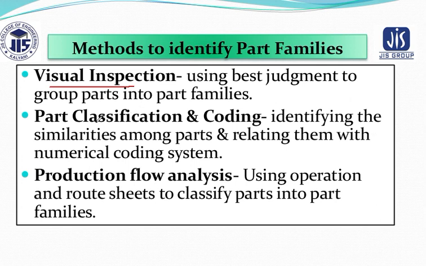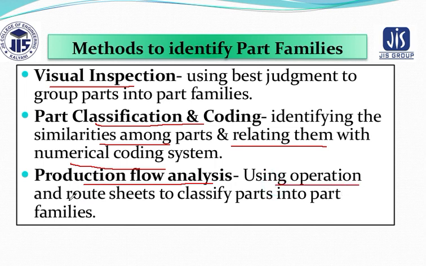Next, we are talking about part classification and coding. You have to identify the similarities among parts and relate them with a numerical coding system. And lastly, production flow analysis, which basically uses operation and route sheets to classify parts into part families. So if I want to say what methods are used to identify the part families, first of all we need to have some visual inspection. And we have seen that visual inspection is the best judgment to group a part into a part family.